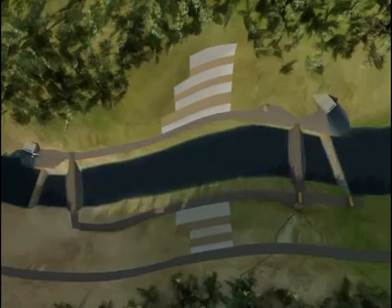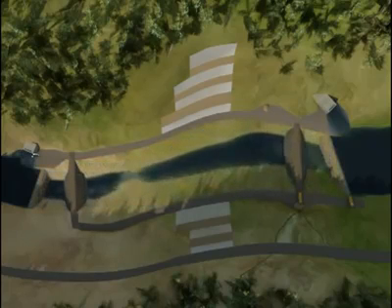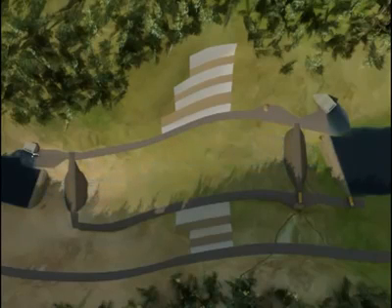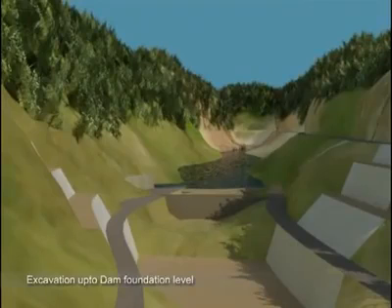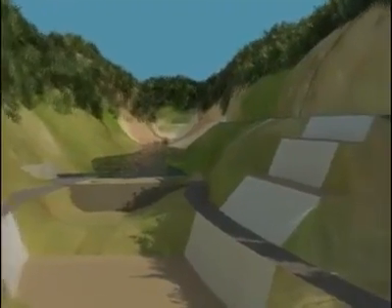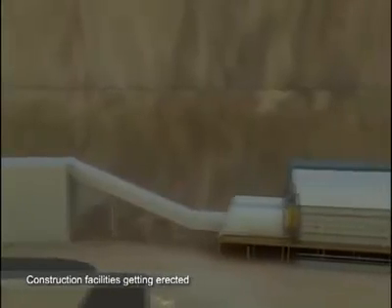Water between the coffer dams is pumped out to expose the river bed. Further excavation is now carried out up to the dam foundation level. Simultaneously, tower cranes, batching plant, wet belts and other construction facilities are erected at appropriate locations.